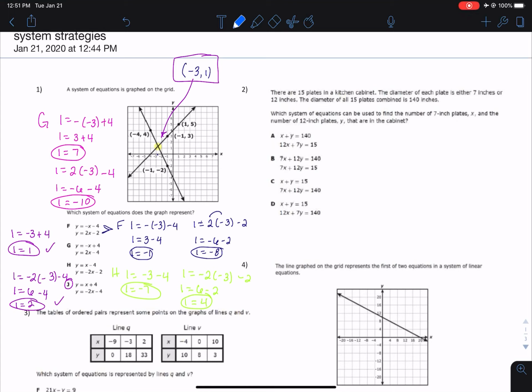The first thing we need to do if we have a word problem is write down the variables. So I want you to rewrite that x is the number of 7-inch plates. And y is the number of 12-inch plates.